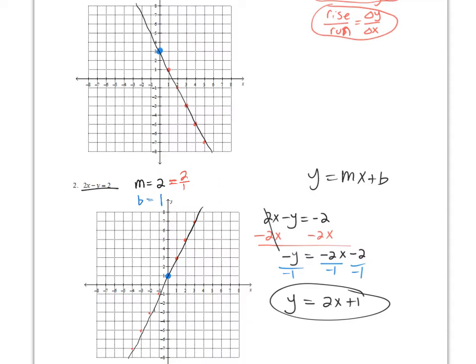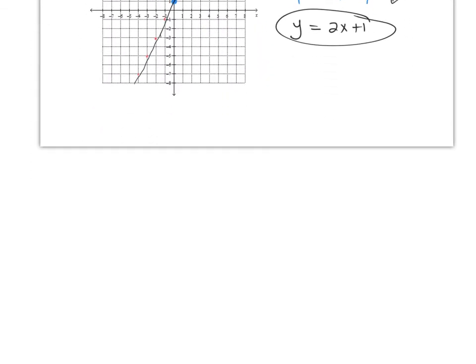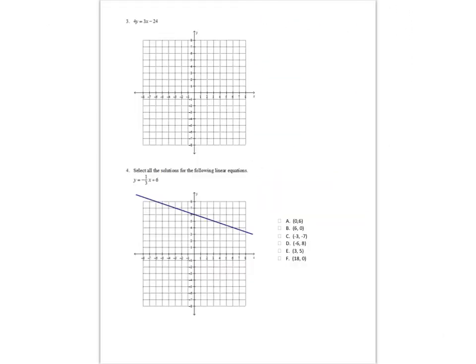So if we don't have it in y equals mx plus b form, we need to make it into y equals mx plus b form. And hopefully you see that this is in y equals mx plus b form. Okay, and we're going to go to the next page.